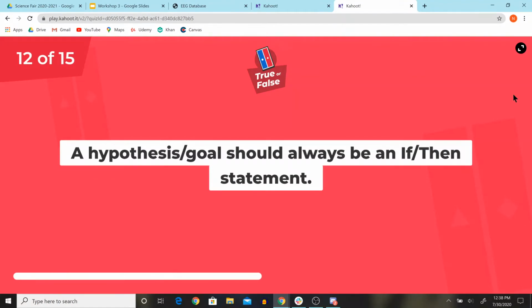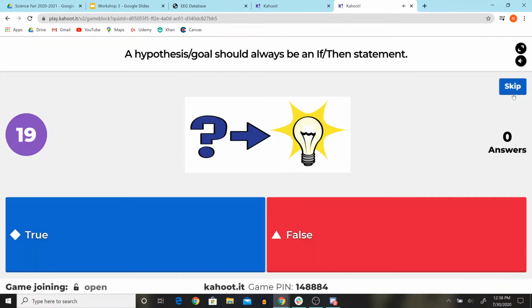Okay, the hypothesis goal should always be an if-then statement. True or false?